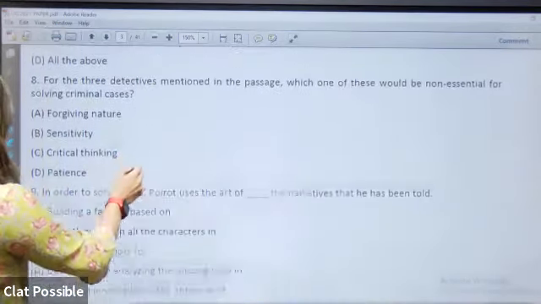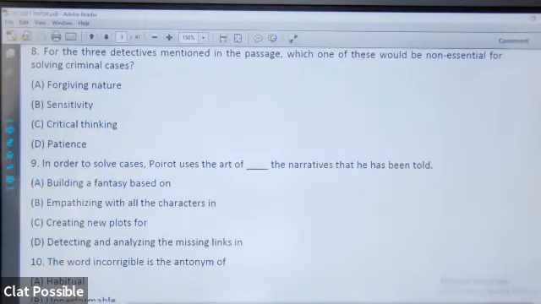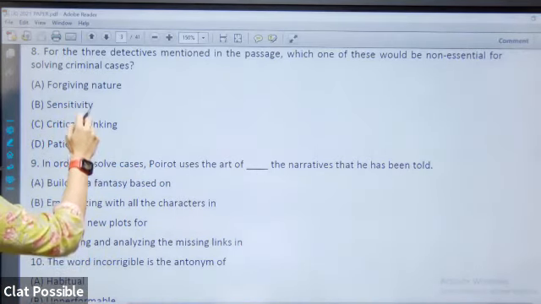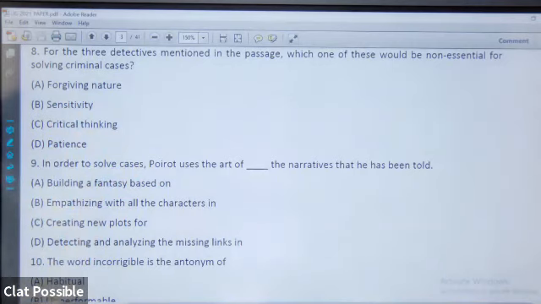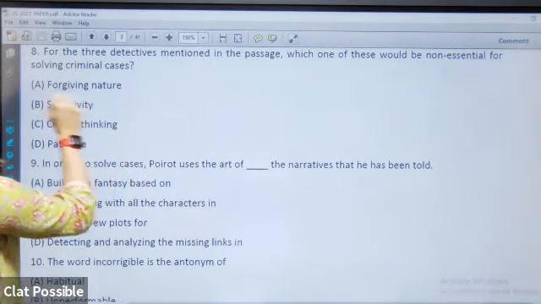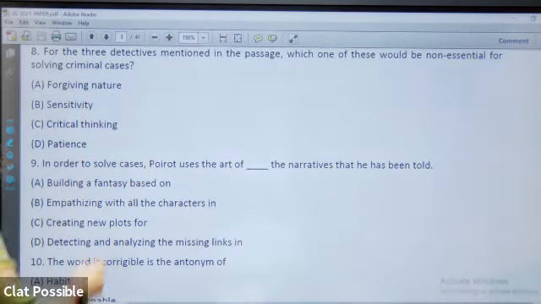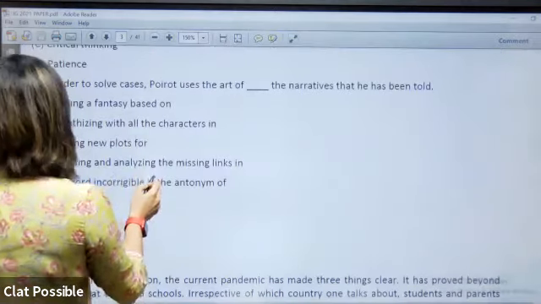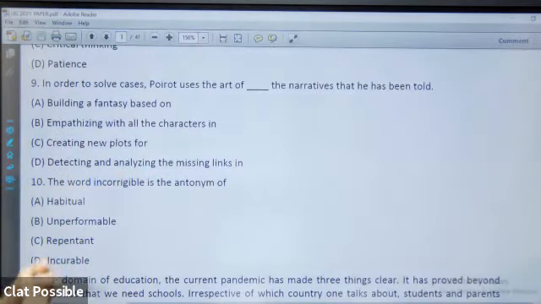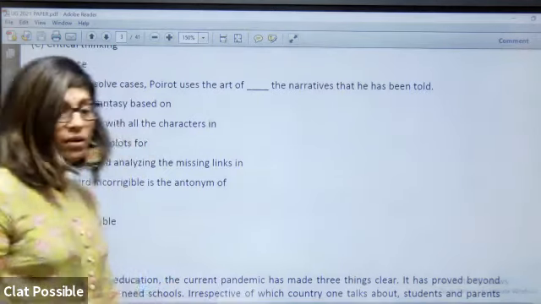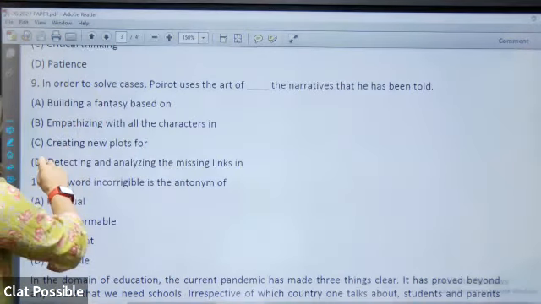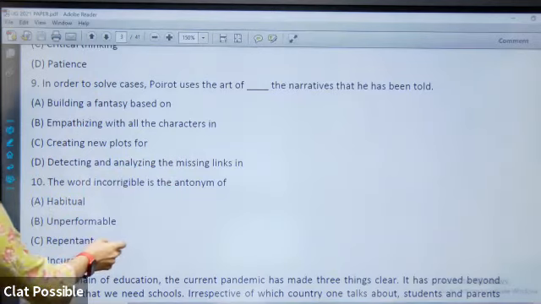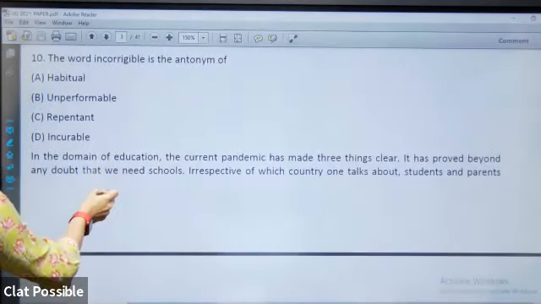For the 3 detectives mentioned, what is not given as an essential factor? Naturally, it is sensitivity for Father Brown, critical thinking for Sherlock Holmes, patience for Hercule Poirot, forgiving nature. A will be the answer in this case. Poirot uses the art of finding the mismatch in the story. Finding the mismatch in the story is given there. So that's answer D.